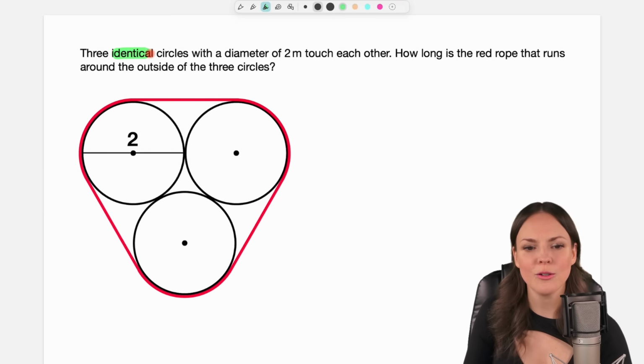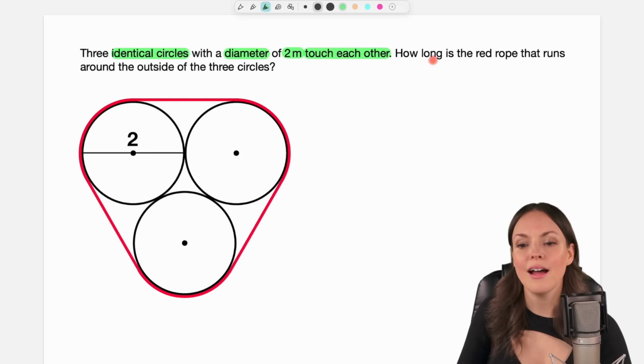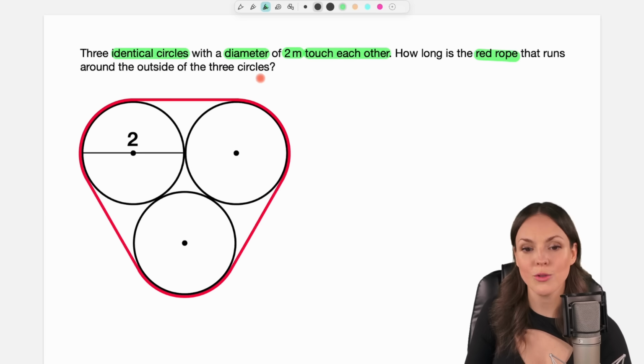Three identical circles with a diameter of 2 meters touch each other. We can see our 3 circles here with a diameter of 2 meters, and they touch each other here, here, and here. How long is the red rope that runs around the outside of the 3 circles?